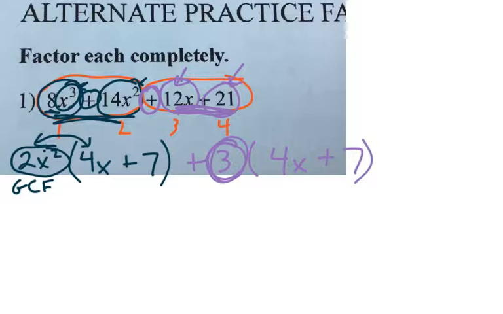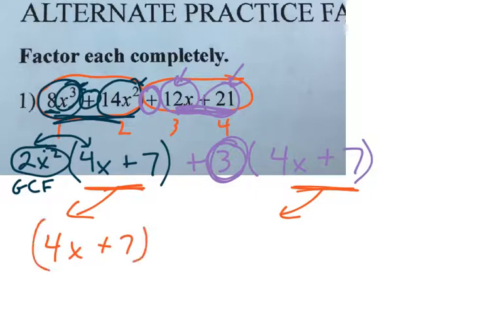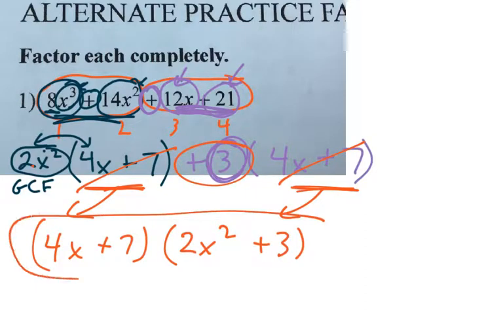Now, if everything goes as planned, notice how these are the same factors. So we are now going to factor those out. I'm going to have 4x plus 7. And when it's gone here, I'm left with 2x squared. And when 4x plus 7 is gone there, I'm just left with plus 3. Guys, we have it completely factored. That's called factored by grouping, by the way. All right, let's try another one.